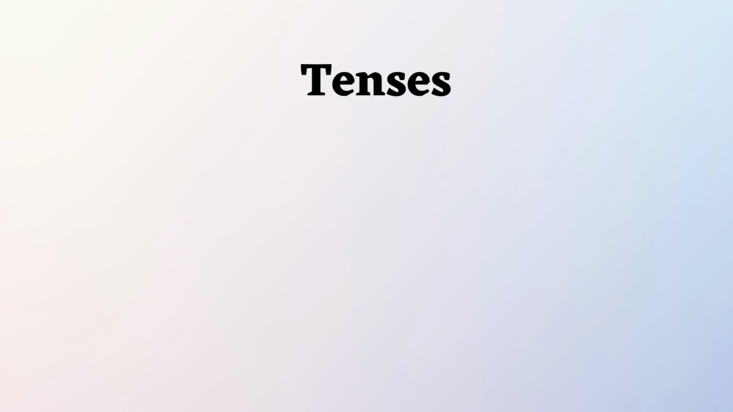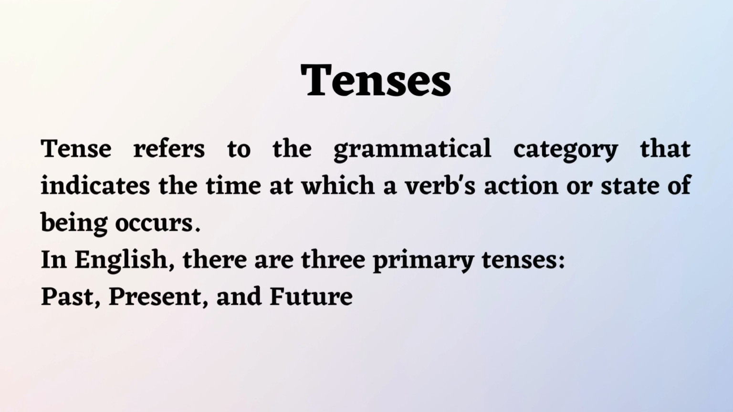Today we learn about tenses. Tense refers to the grammatical category that indicates the time at which a verb's action or state of being occurs. In English, there are three primary tenses: past, present, and future.